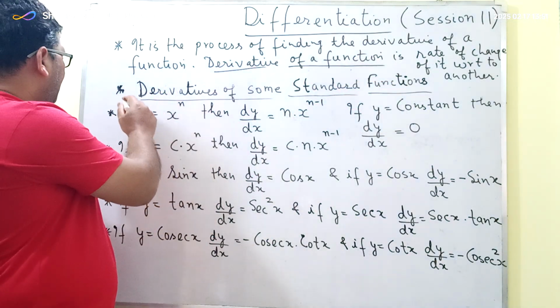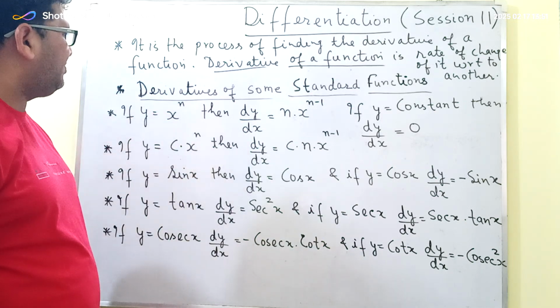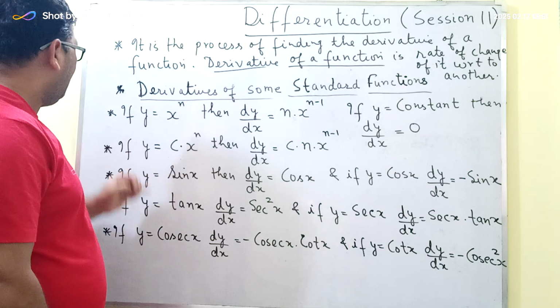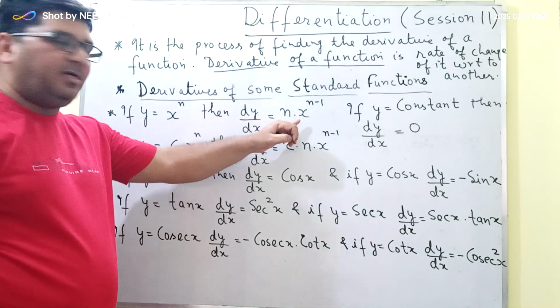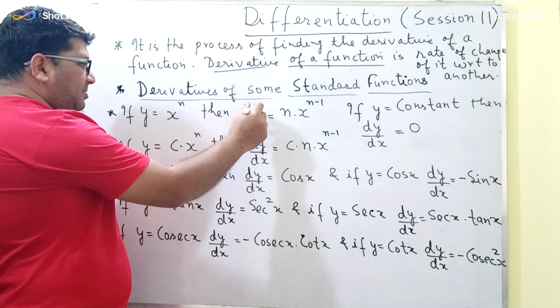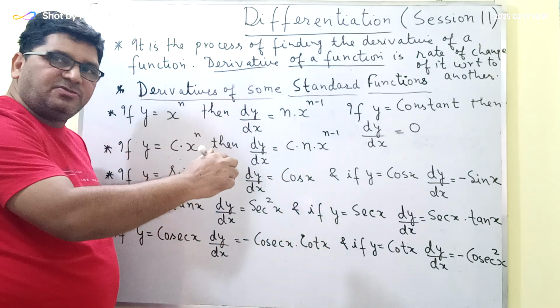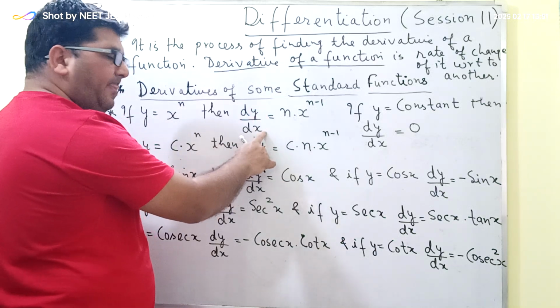So यहाँ पर I have written few important derivatives of some standard functions. पहला क्या है? y is equal to x^n है. Then dy by dx will be equal to n into x to the power n minus 1. Here dy by dx is the rate of change of y with respect to x, or we can say that it is the derivative of y with respect to x.